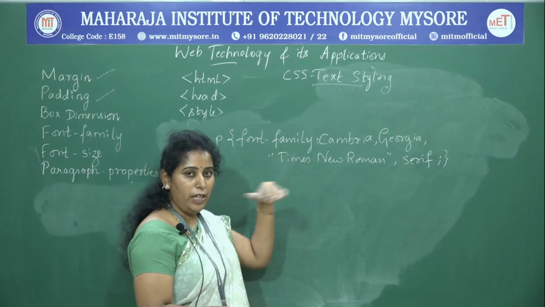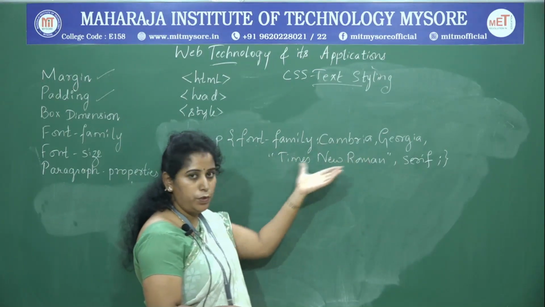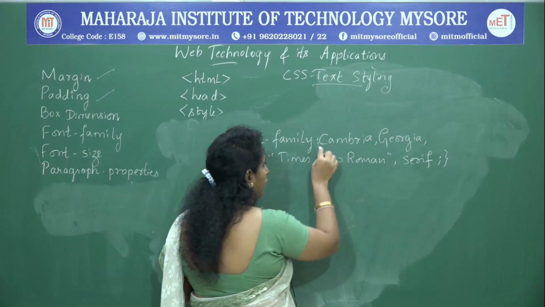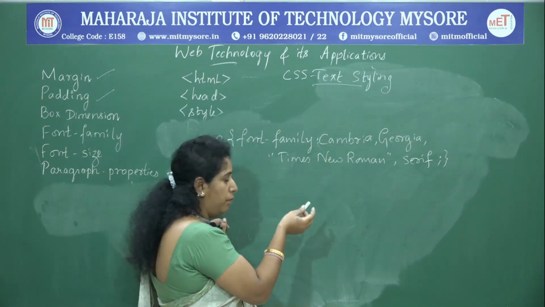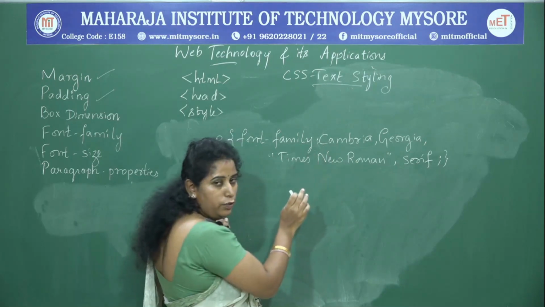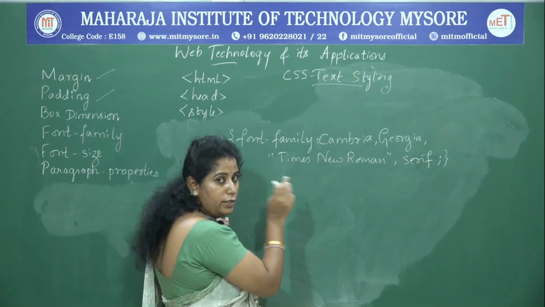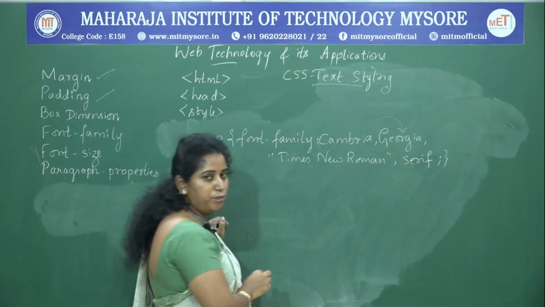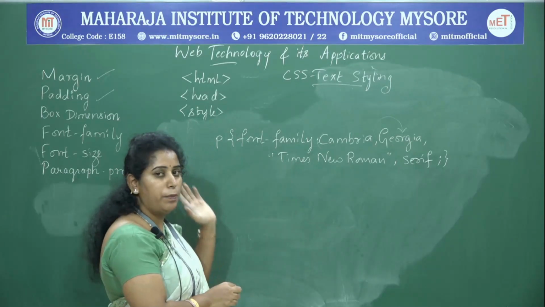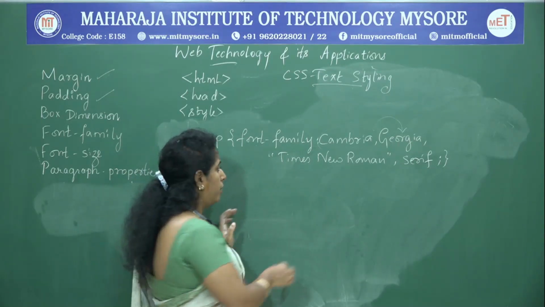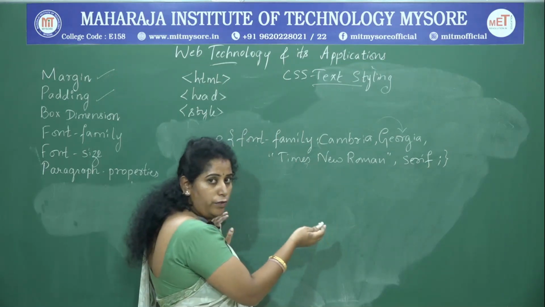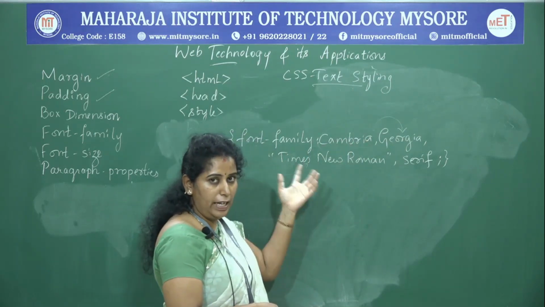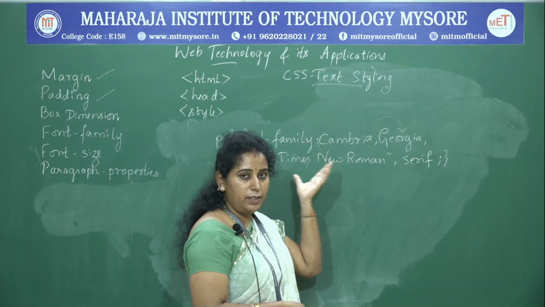So there will be four font families. First, the browser selects the first font family. If it is supported, it displays the content as it is using this font family. In case it is not supported by that machine, it goes to the second font family. If that is supported, it prints as it is; otherwise it goes to the next font family. Also you can notice that the first two font families I have written as they are, and the third one I have given inside double quotes.